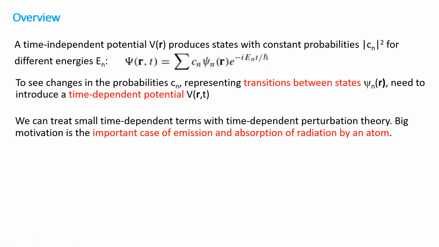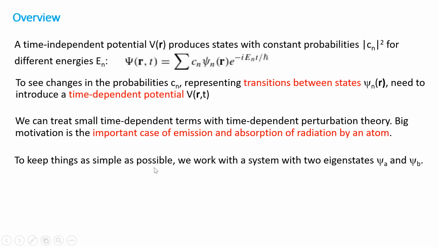So why would we want to do this? Well, as I alluded to earlier, a big motivation is the important case of emission and absorption of radiation, that is electromagnetic waves, by an atom. Atoms move from energy state to energy state and emit photons, and that's a huge part of atomic and solid state physics, which quantum mechanics is supposed to treat very accurately. So we'd like to be able to understand that process better. And so we need transitions between these states, not just constant probabilities in these states. So time-dependent perturbation theory is very helpful with that.